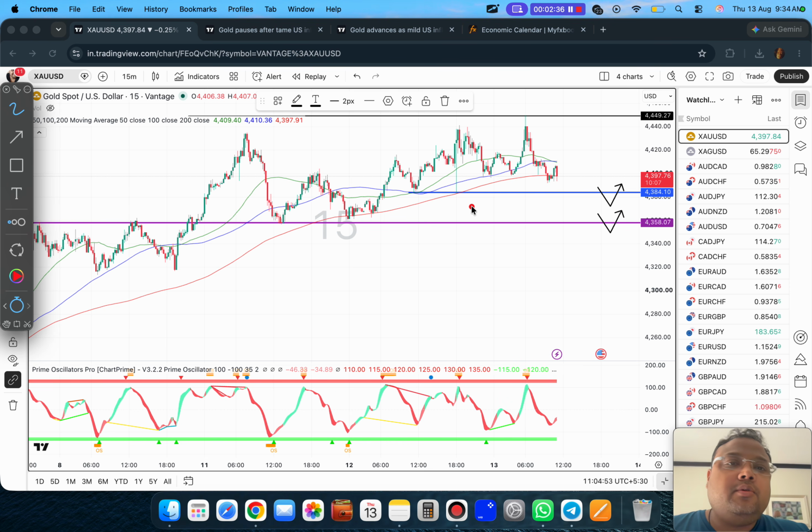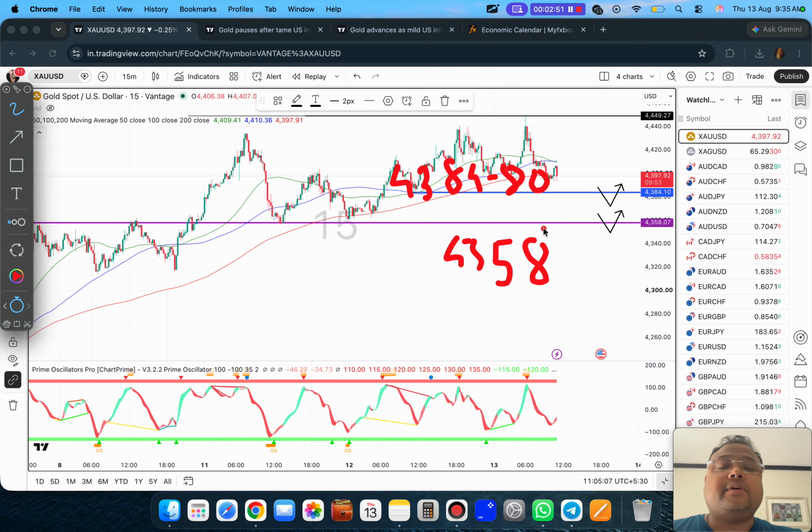The only two trading opportunities that I see on the chart of gold are around 4384 and 4358. These are the two levels where you can look for a buy position. But as we can clearly see, the market is choppy. The market is not respecting levels, it is choppy. So there's a chance that the market will go for some liquidity grab or SL hunting.